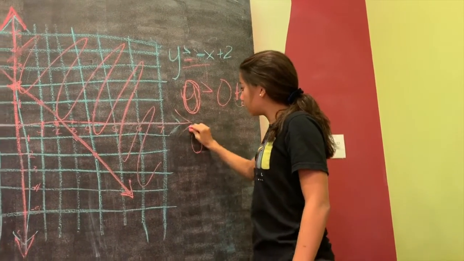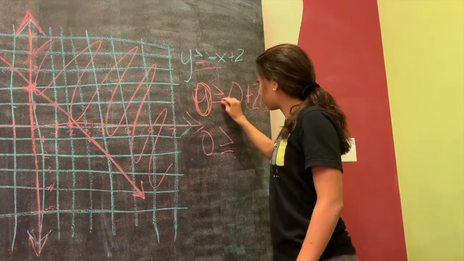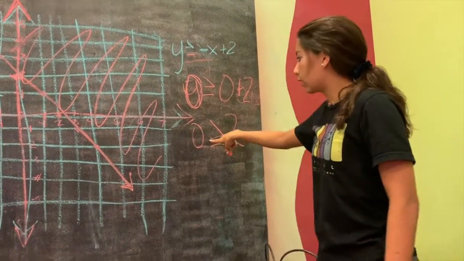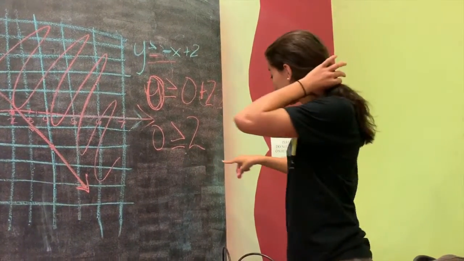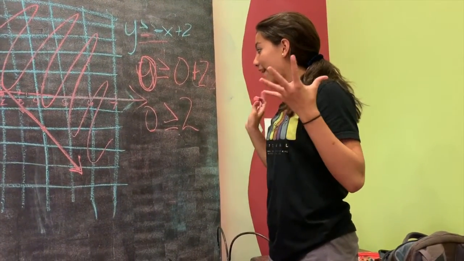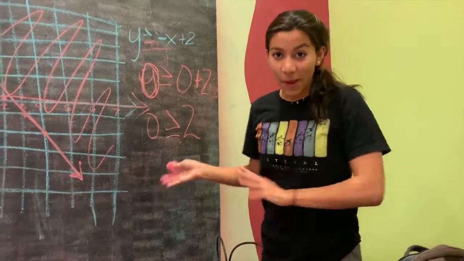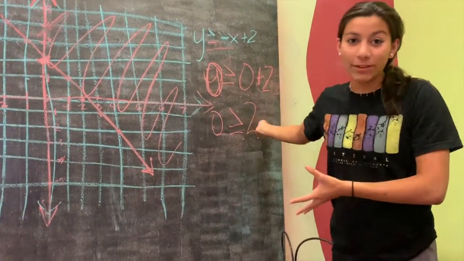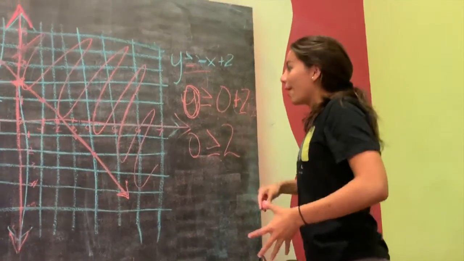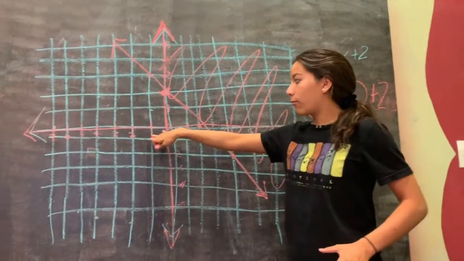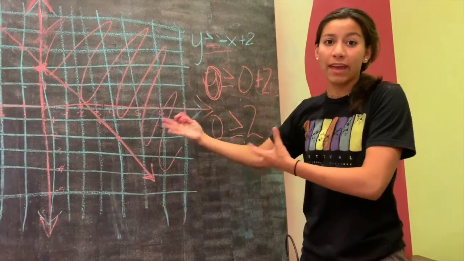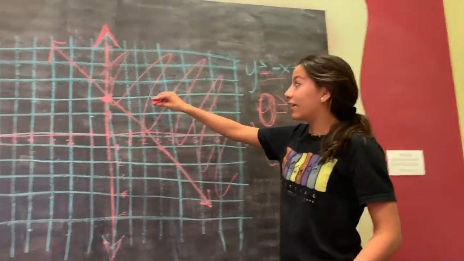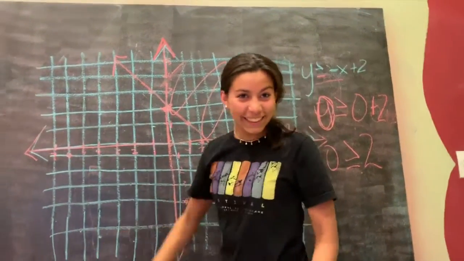Which is the same as 0 is greater than or equal to 2, which is not true because 2 is obviously bigger than 0, which is why we shaded on this side. If this was true, then 0 would be included, but it's not true, so 0 can't be included in our shading. So we shaded on this side.